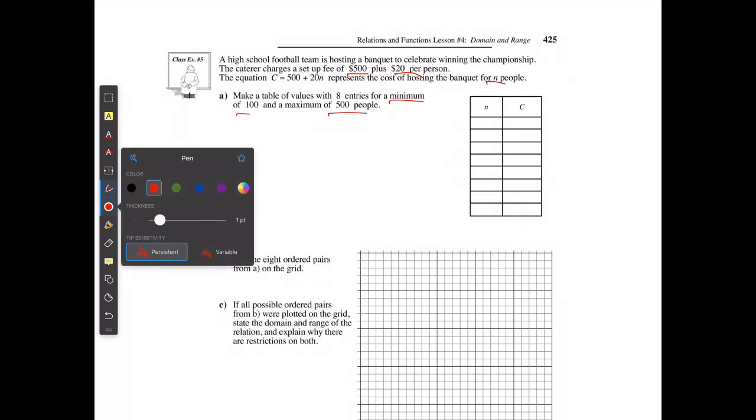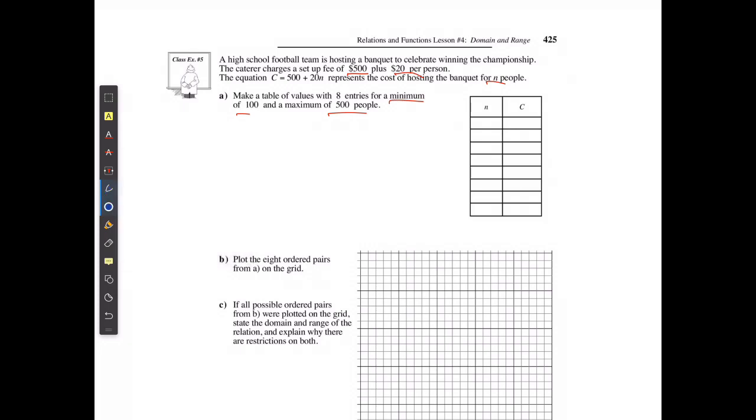Well, let's just pick some numbers here. We're going to say that it's going to be 100 people, 200 people, 250 people, 300 people, 350 people, 400, 450, and 500. You could pick whichever numbers you want.